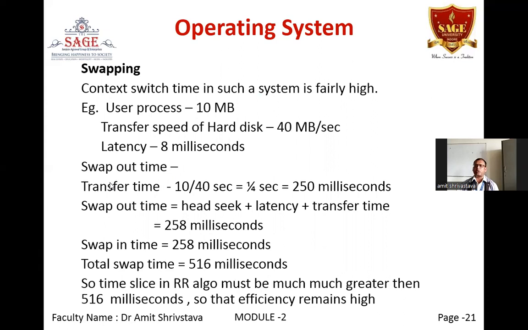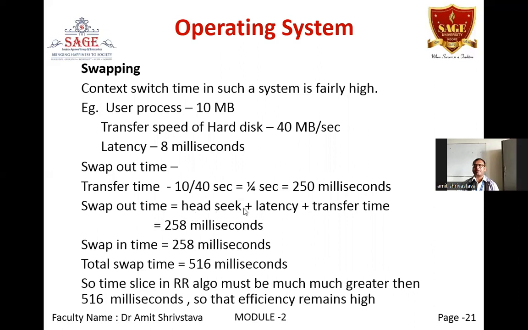So what will be the swap out time? The swap out time consists of 3 different types of times: head seek time, rotational latency time, and transfer time. Transfer time: the total space of the process is 10 MB, and the transfer speed is 40 MB per second. So 10 upon 40 gives us 1/4 second, or 250 milliseconds.